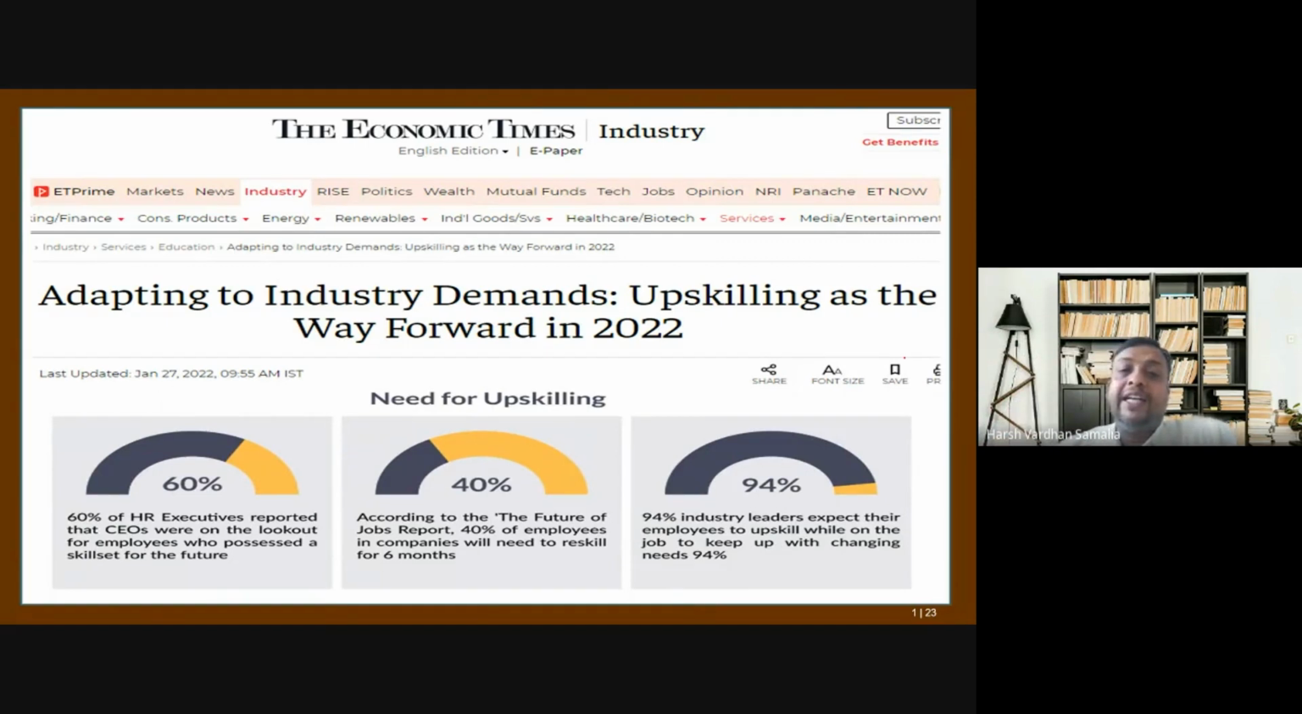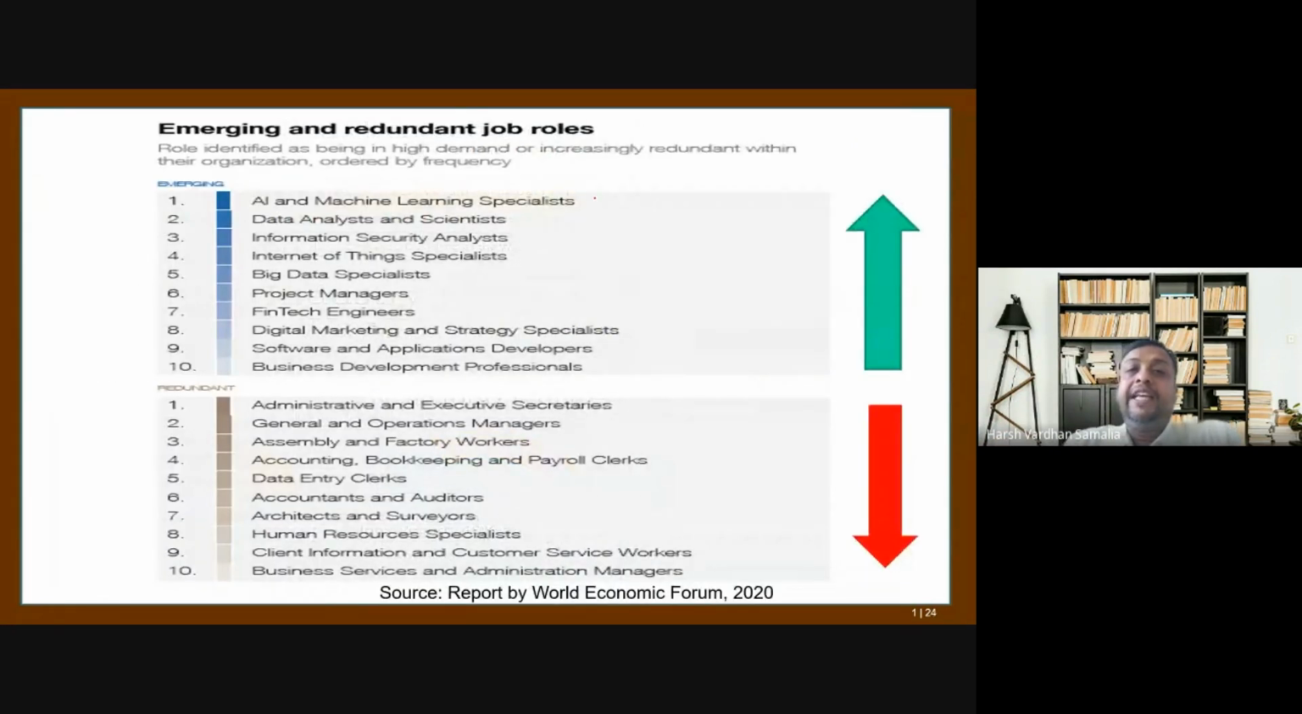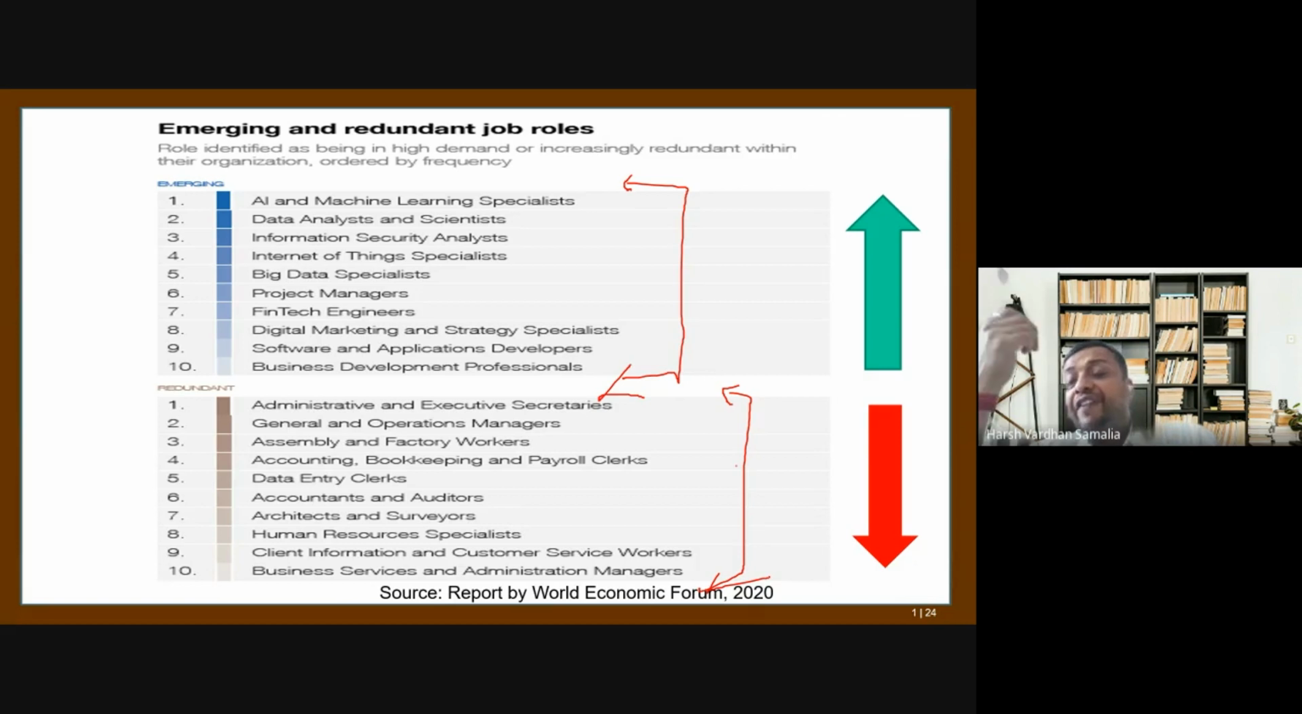If you look at it, these are the job roles for which there will be huge demand, which are shown here, while these are the job roles where a large number of job cuts will happen. So job roles like project managers, IoT specialists, fintech engineers.